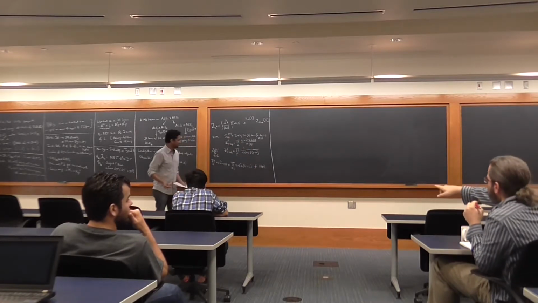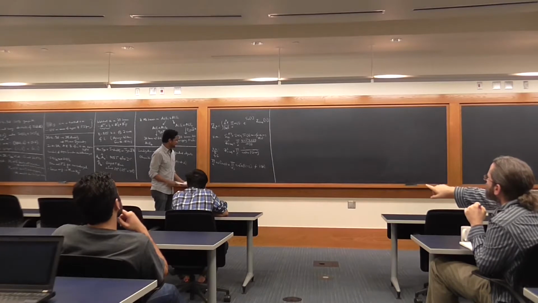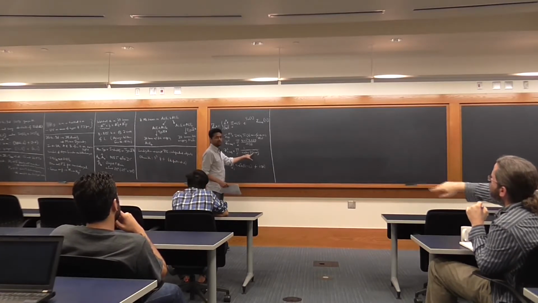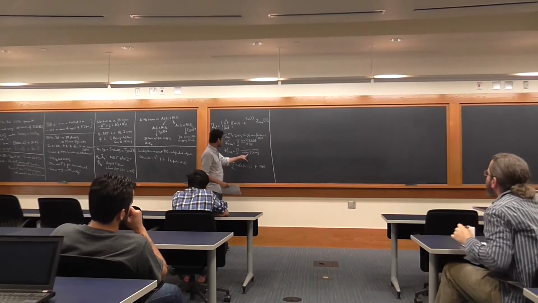What's the symbol in the argument of the cosh? This one? Yeah. This is rho, the weight. This one? Yeah. Pi.